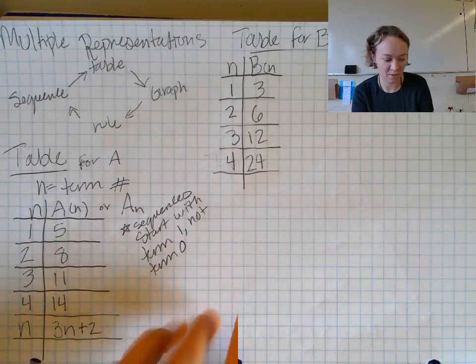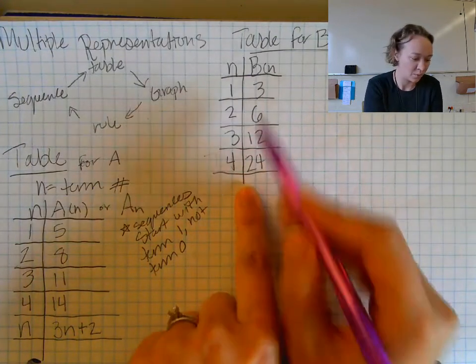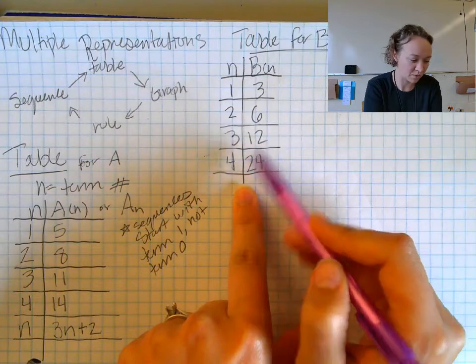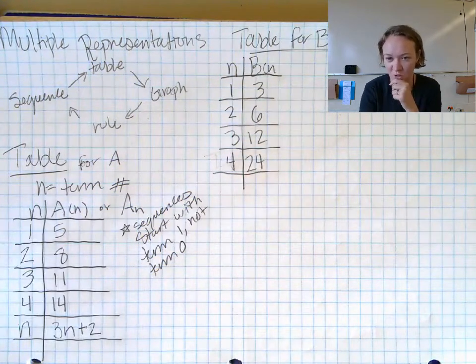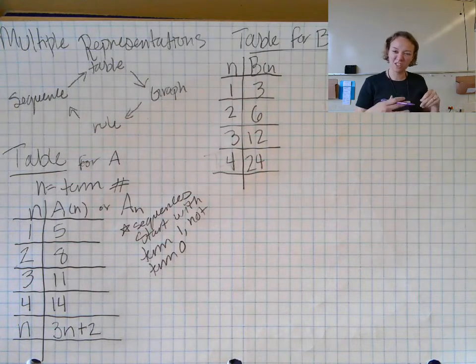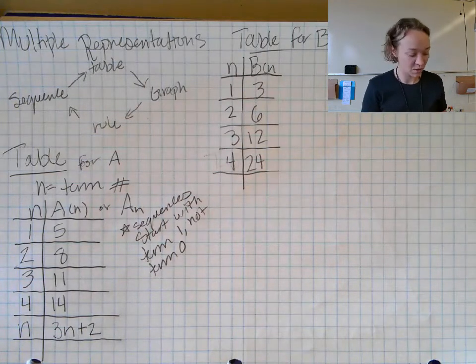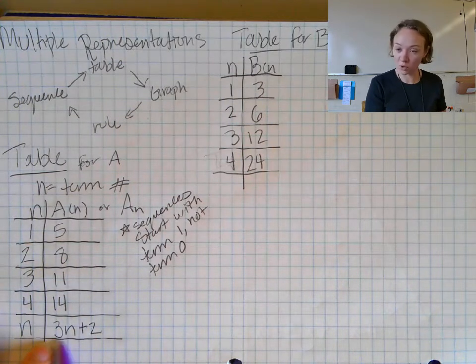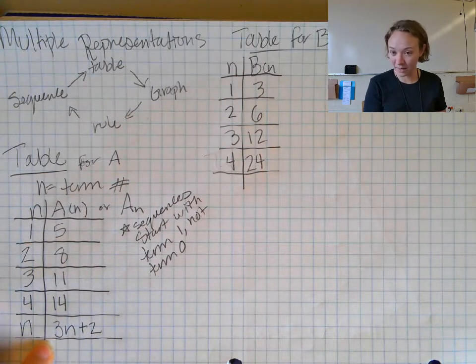All right, does your table look like this? When the first term is 3, the second term is 6, the third term is 12, the fourth term is 24. Now, these are two different types of sequences. So this one grows by adding, and the rule when we write it is a line.